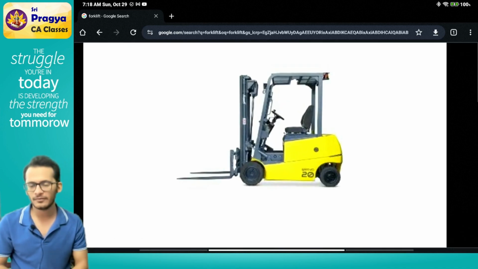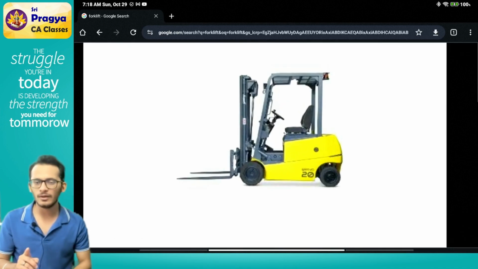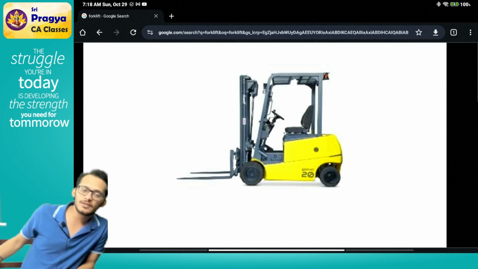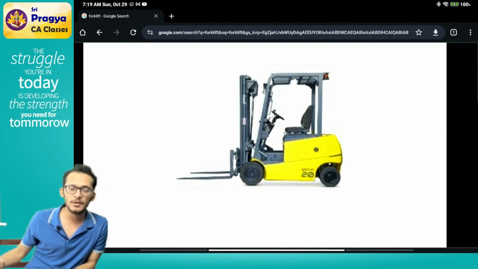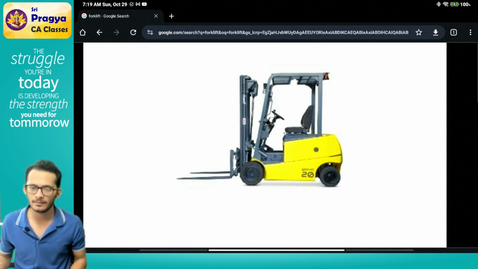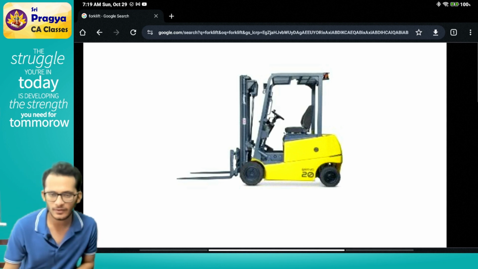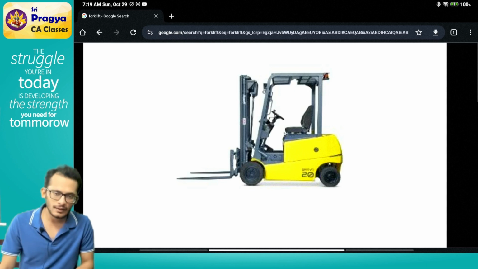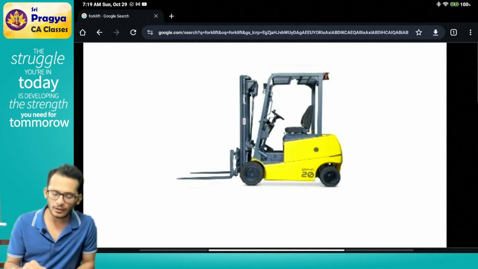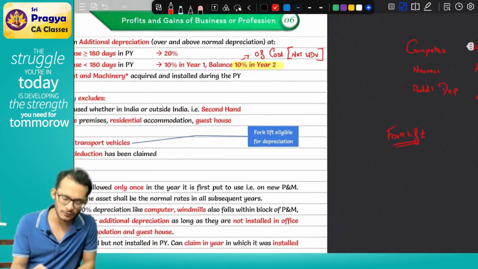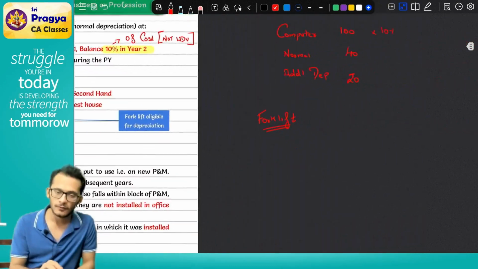Now, what is this forklift, Rahul? If you notice, will it be used only inside the factory, or will it run on the road also? It will be used only in the factory, which means this is helping you in your manufacturing process. So can you claim depreciation additionally on this? Yes, Rahul. You cannot claim the additional depreciation on motor vehicles as such, but you can claim it on a forklift.